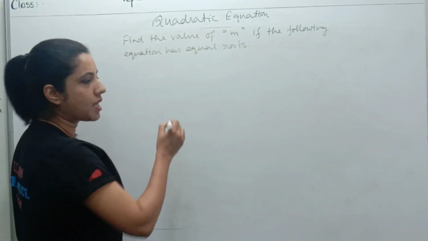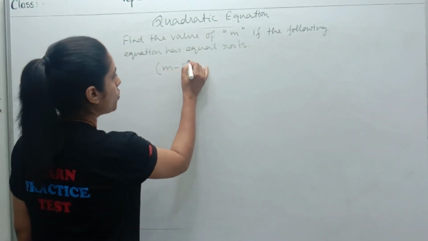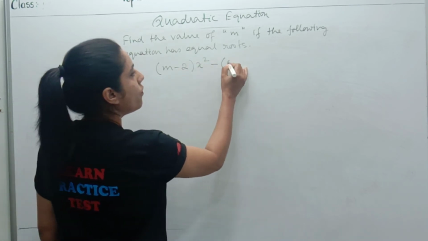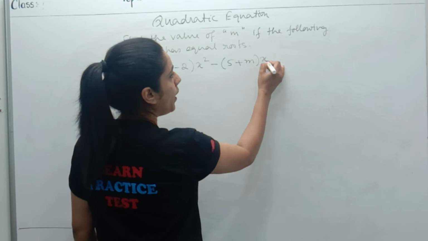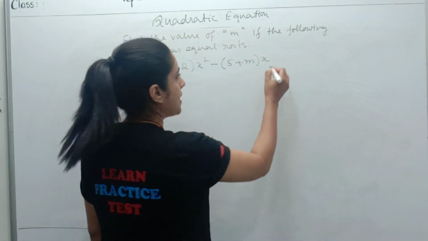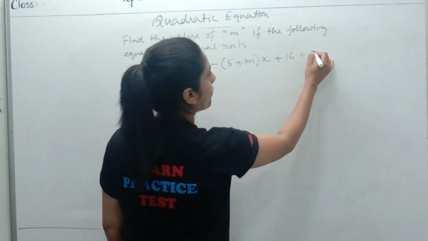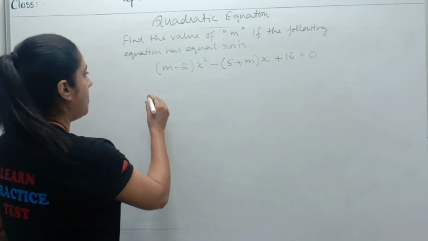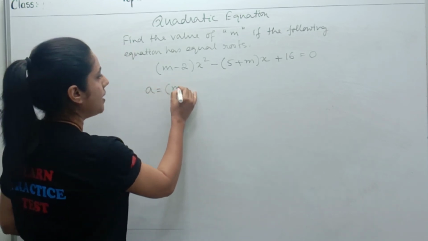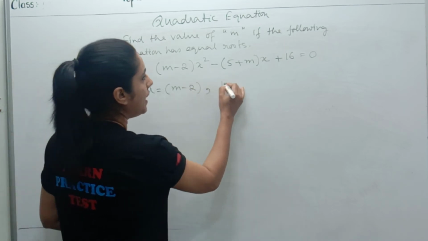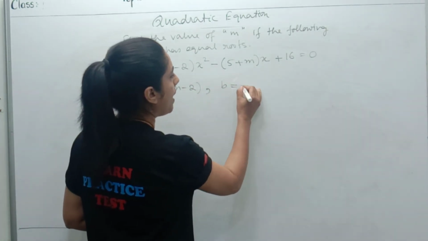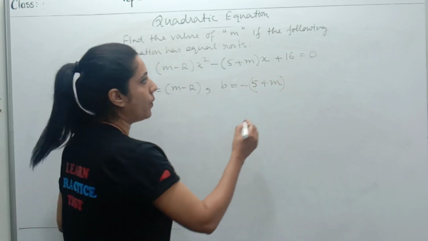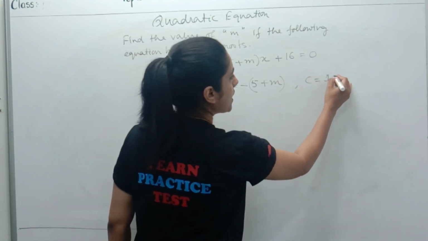And the equation is given to you, that's (m minus 2) into x square minus (5 plus m) into x plus 16 equal to 0. So the first step is finding out a, b, c. My a is m minus 2 here. b is equal to minus 5 plus m. You have to consider the sign as well. And c is equal to 16.